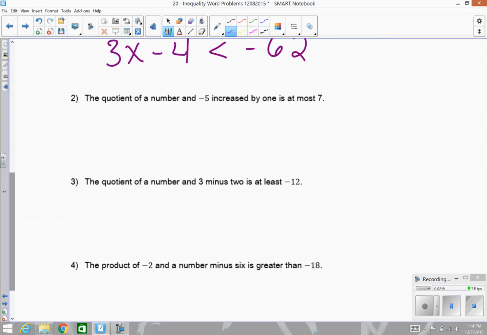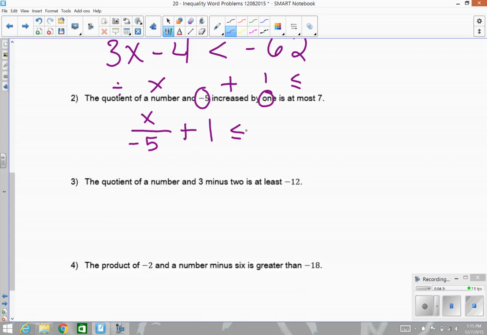The next one, the quotient of a number and negative 5 increased by 1 is at most. Okay, this means that it could be 7 or less. So we're going to say less than or equal to 7. Okay, to represent a quotient, we're going to use fractions. So we have x divided by negative 5 plus 1 is less than or equal to 7.